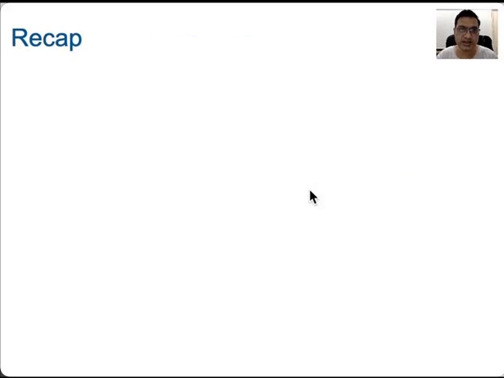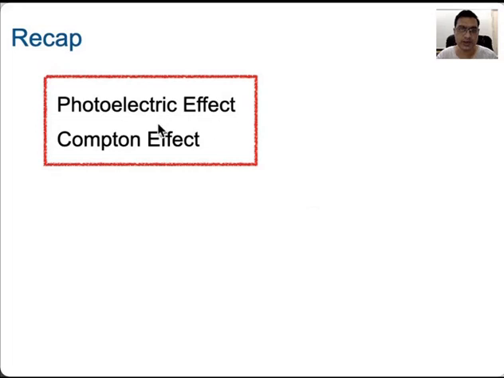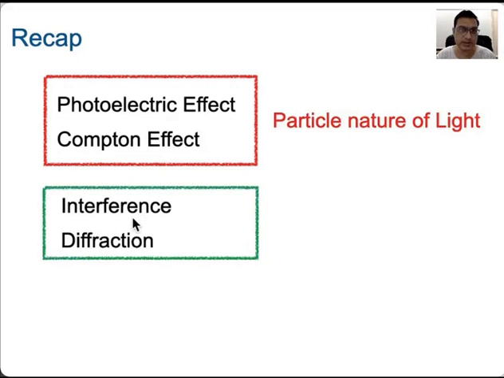So far, let's recap what we have learned. We have seen that when we want to explain photoelectric effect or Compton effect, they support the particle nature of light. On the other hand, there are phenomena like interference and diffraction which require the wave nature of light. So now we are in a kind of dilemma whether the particle nature of light is valid or the wave nature of light is valid.